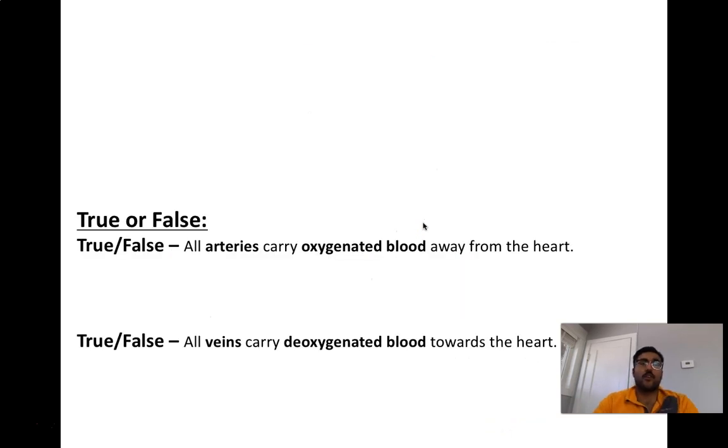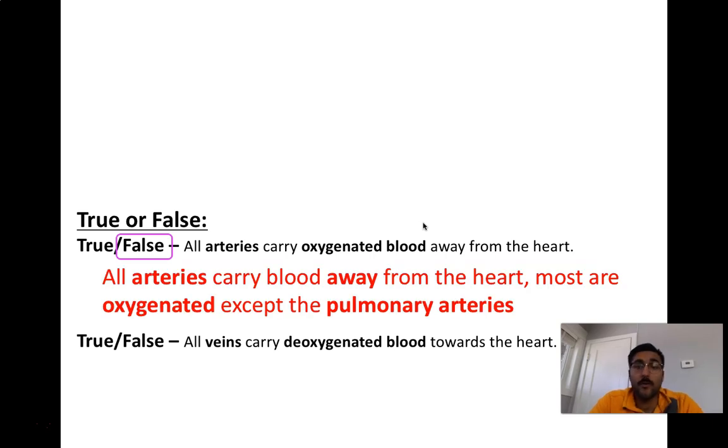Okay, quick true or false recap here. All arteries carry oxygenated blood away from the heart. False. This is false, because not all arteries are going to do this. We just learned that pulmonary arteries are the only arteries in the body that actually carry deoxygenated blood. True or false number 2, all veins carry deoxygenated blood towards the heart.